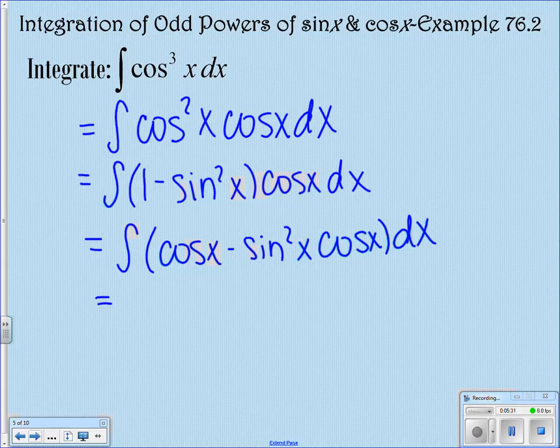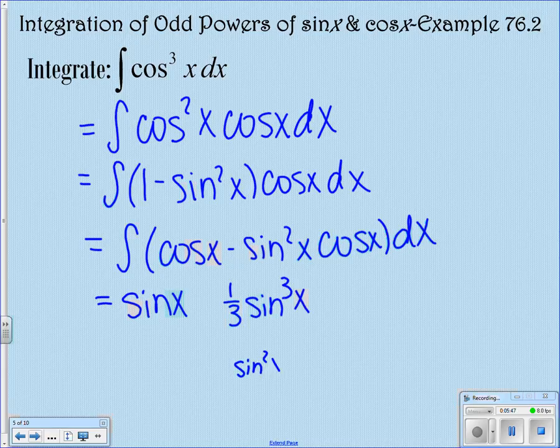Well, if you integrate cosine, you get sine. And if you integrate negative sine squared cosine, well, we're going to have a 1/3 sine cubed. And if I take the derivative, I'm going to have sine squared x times cosine of x.